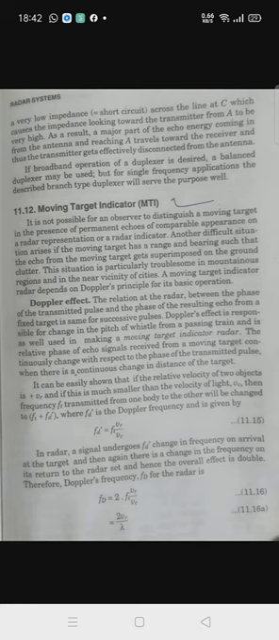Okay, so in the next period we can study the block diagram of the moving target indicator and the working of each block. Okay, thank you.